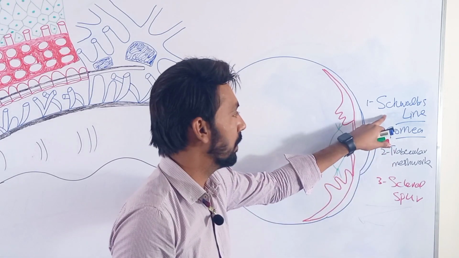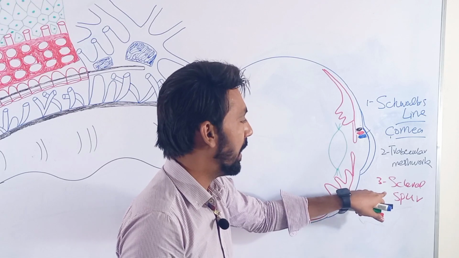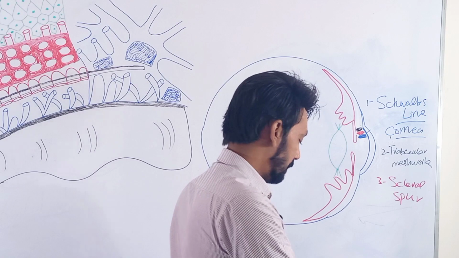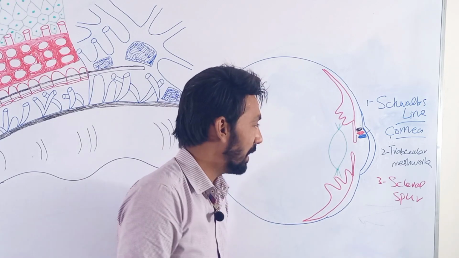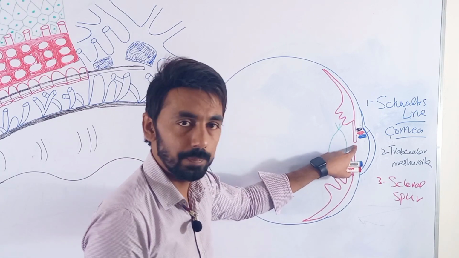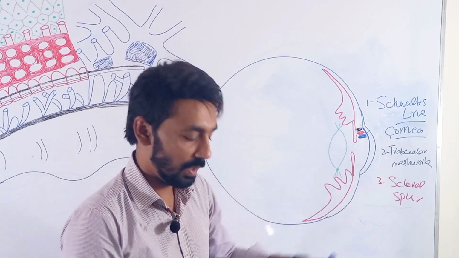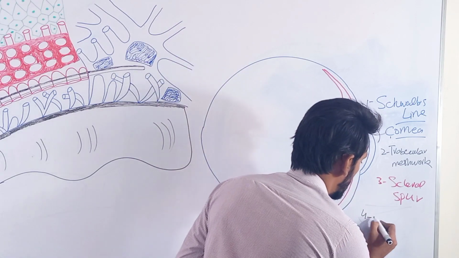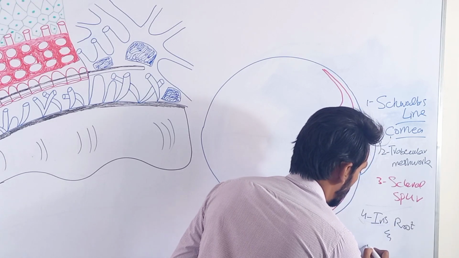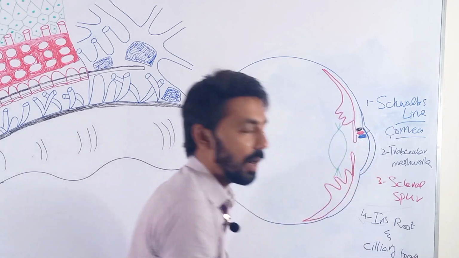So we have involved the cornea, the trabecular meshwork, which is part of the anterior chamber actually, and the third structure, the sclera. And the fourth structure, which is very important, the last structure but not the least, is called the iris root, the root of the iris and the anterior part of the ciliary body. I can write it for you. The fourth structure is called the iris root and ciliary body, yes, but the anterior part of the ciliary body.